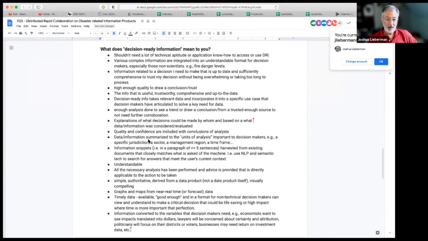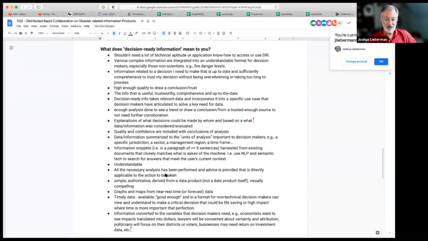Quality and confidence. Data information summarize the units of analysis important to decision makers. Do this, do that, move people under 20, move people over 60. Information snippets harvested from existing documents that closely match what is asked of the machine. So this is a little bit different. This is pulling information identified, for example, as narrative that is identified as relevant to questions that somebody has. So that's a little bit of a different process, but also is a form of processing to increase relevance.